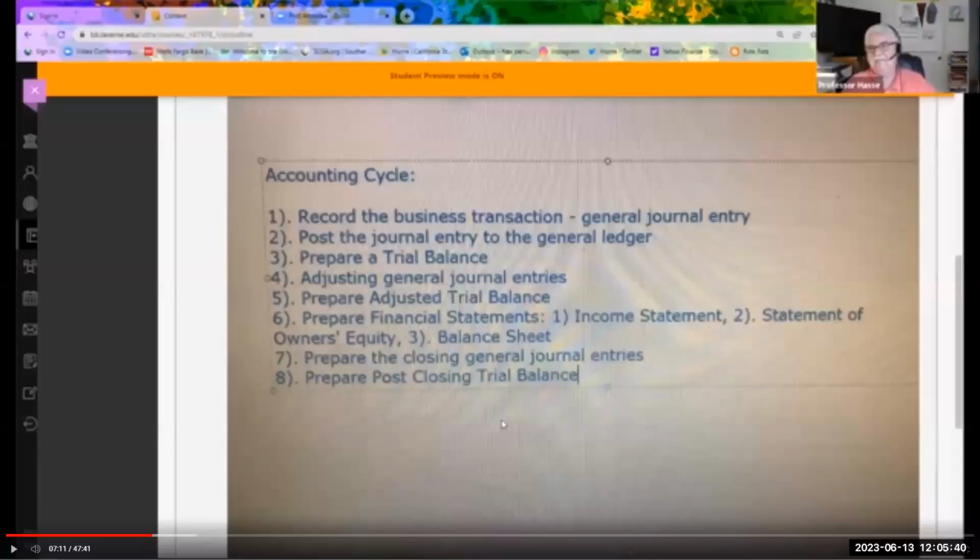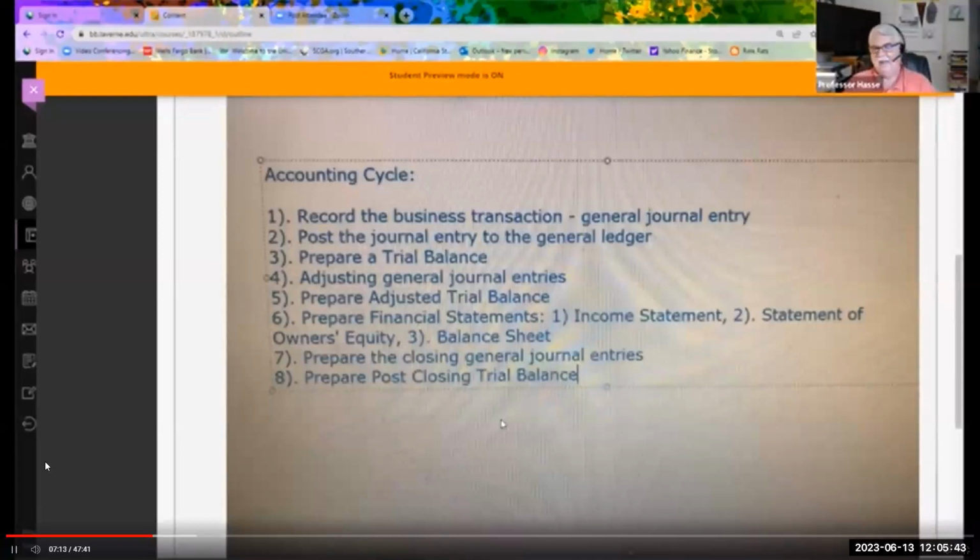Eight steps that every company in mankind and womankind has to prepare on a monthly, quarterly, annual basis. They have to record a business transaction in a journal entry. They have to post that entry to what is called a general ledger. They prepare a trial balance of the general ledger balances. Then they do adjusting journal entries. Then they prepare another trial balance after those adjustments. Then they prepare the financial statements, income statement, statement of owner's equity, and balance sheet. And then they close the books, closing all the temporary accounts. And then they prepare one last trial balance of the accounts that remain.